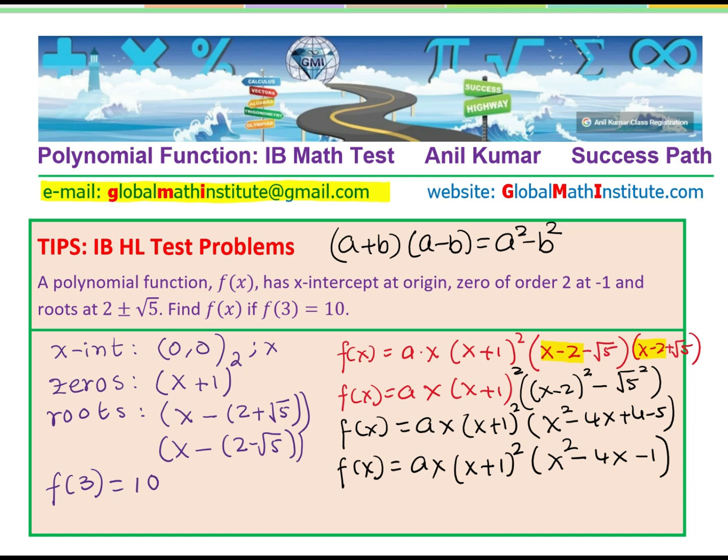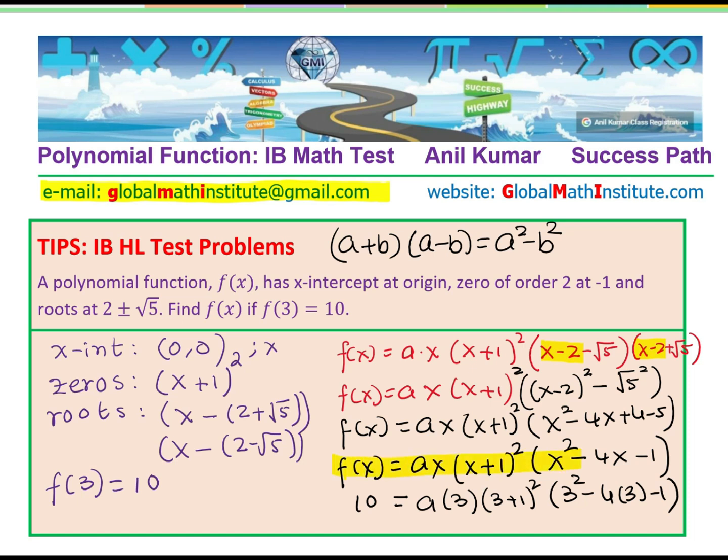Now, we can find the value of a by putting 3 for x and 10 for f of x. So we have 10 equals 2 times 3, right? Here we have (3 plus 1) whole square times 3 square minus 4 times 3 minus 1, right? That gives you the value of a. And once we have that value, we have the function, right? So I hope the concept is absolutely clear. Let me take this to the next page and then we'll continue to solve.